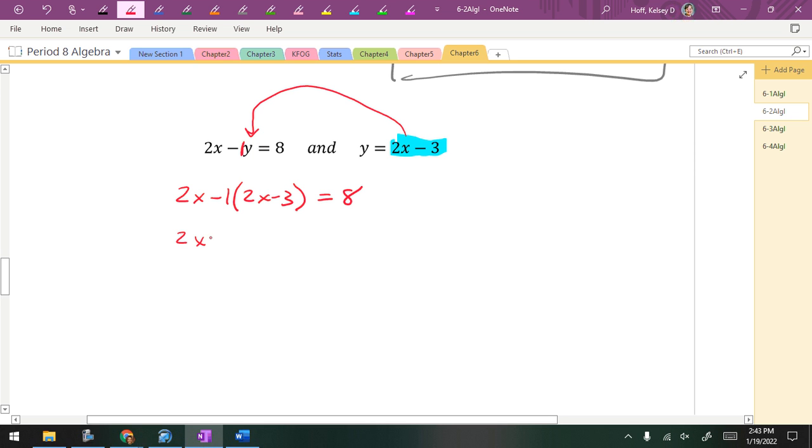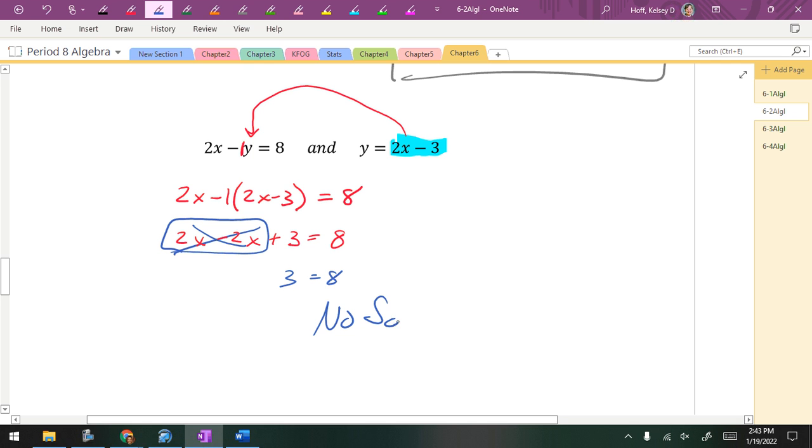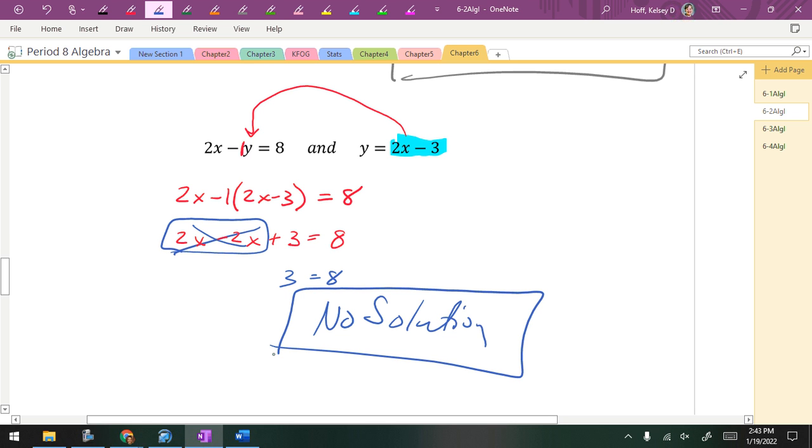So you end up with 2x minus 2x plus 3 equals 8. What happens? Yeah, 2x and negative 2x cancel. 3 equals 8 is no solution. If you graph those, what's going to happen? They're parallel lines. And I know it's no solution because 3 and 8 are not the same numbers. Okay, not the same numbers.